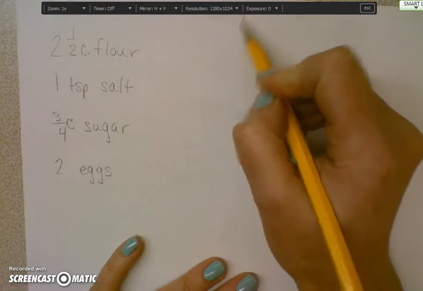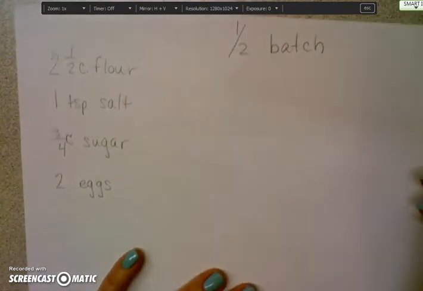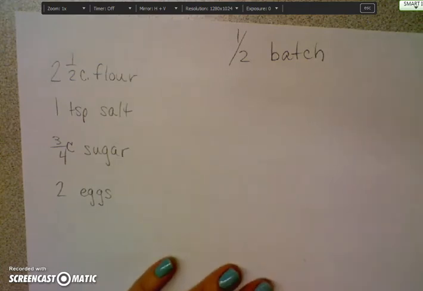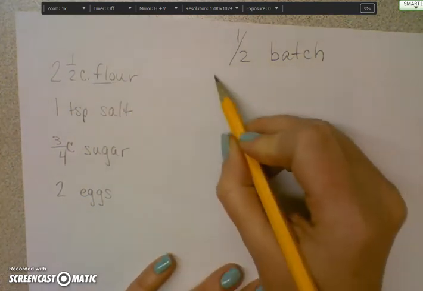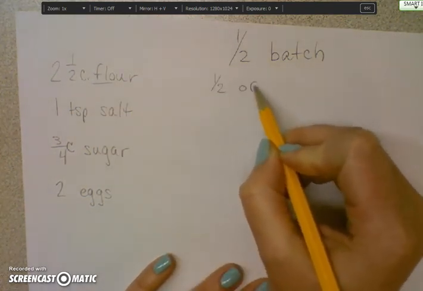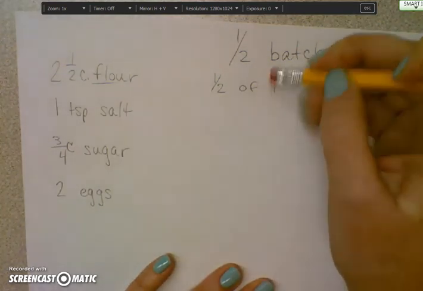So we want to make a half batch, so it makes sense that we need half as much of each ingredient. For flour, I need to know what is 1/2 of 2½ cups.